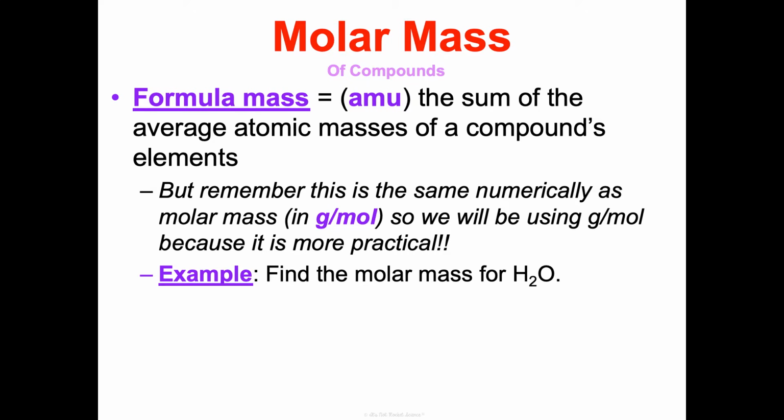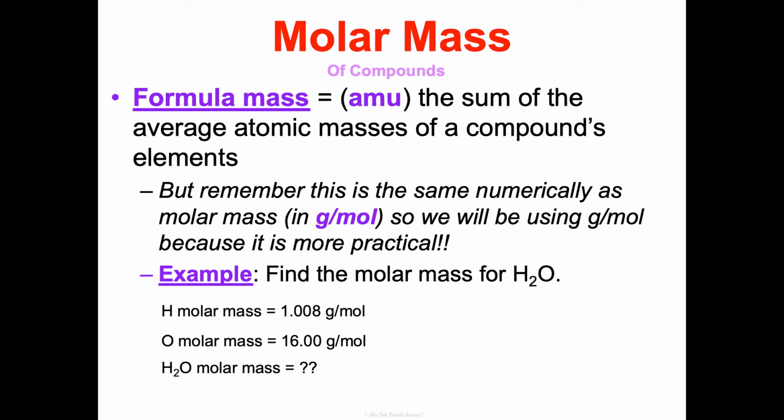Okay, what do we know? Remember, that's what we always do first after we read. We analyze. What do we know? Well, we know the molar mass of hydrogen from the periodic table. It's 1.008 grams per mole. And we can look on the periodic table and see that oxygen is 16.00 grams per mole. But we don't know the molar mass of water as a whole, but we can figure it out.